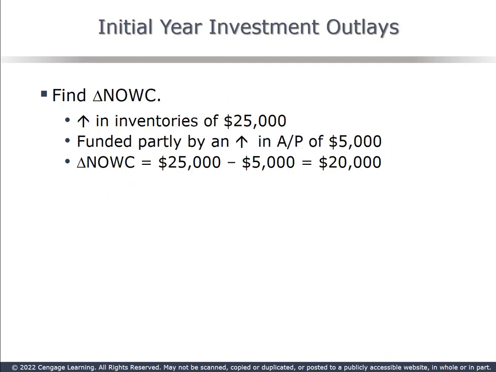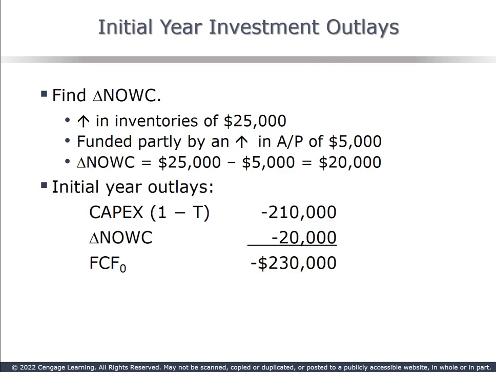We've already looked at all the components of the initial cash flows. The net change in net working capital considers the increase in inventories as a use of cash netted against the increase in accounts payable as a source of cash, for a net change of $20,000. The initial outlays include the equipment, $280,000, after tax $210,000, and the change in net working capital, $20,000. So the total outflow at time zero is $230,000.